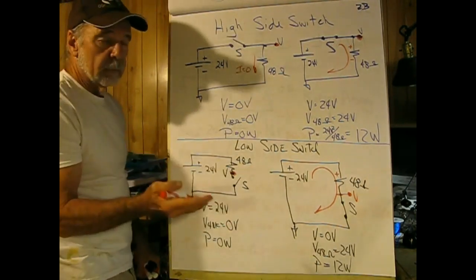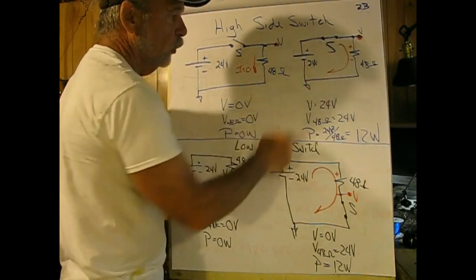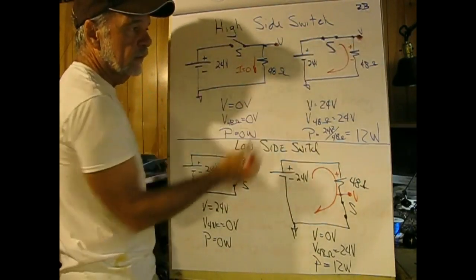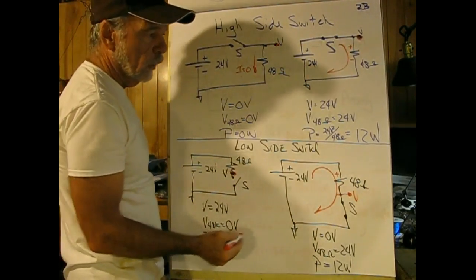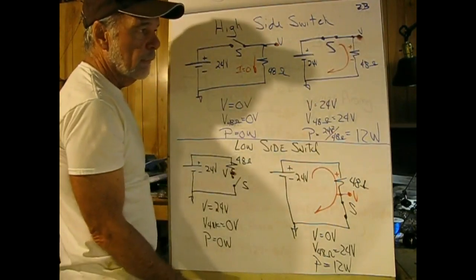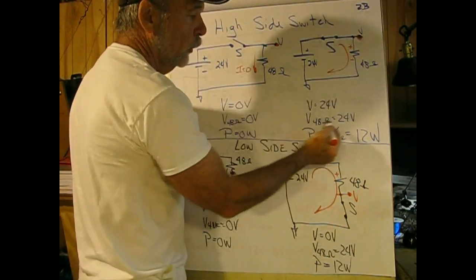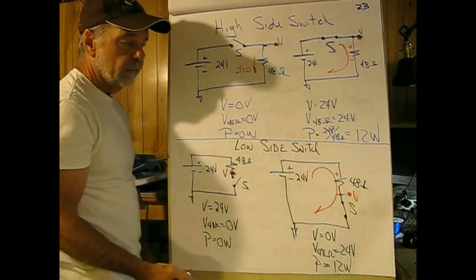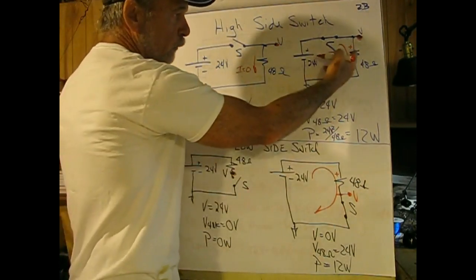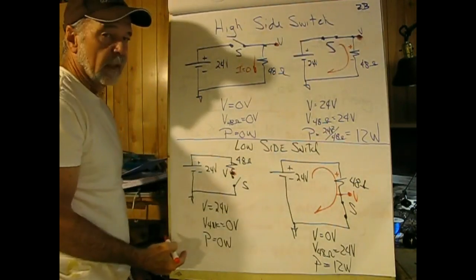Now we have the same circuit with the switch closed. Conventional current now flows in this direction, and if we're measuring V, as you can see, we're connected to the 24 volt source, and we would measure 24 volts relative to ground. The voltage drop across the 48 ohm resistor would also be 24 volts, and if we were to find the power in the circuit using V squared over R, we would find that to be 12 watts.